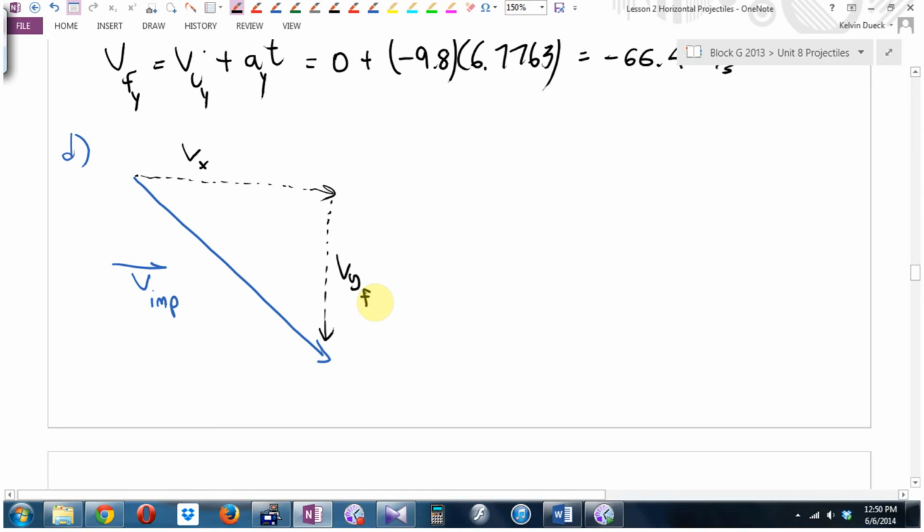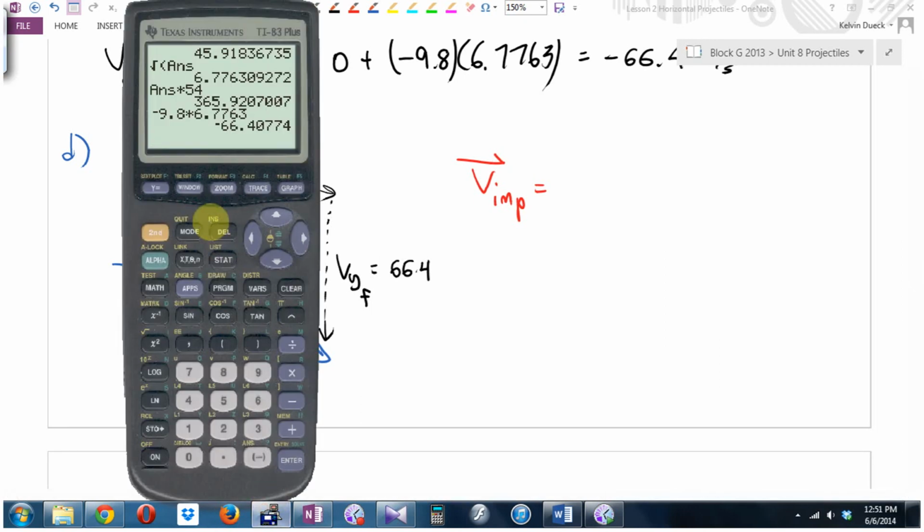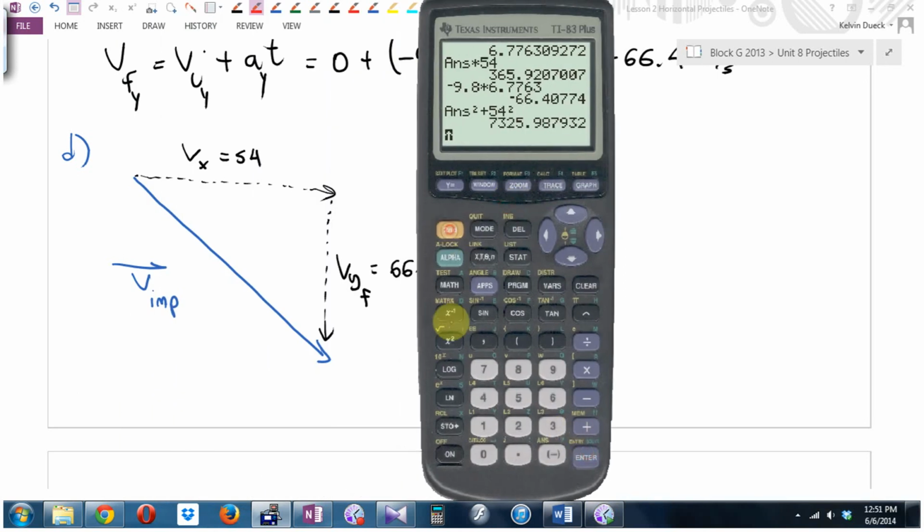What's Vx? What's Vx any time through this projectile's life? 54. What's Vy? Now, I've got the arrow pointing down, so I can ignore writing the negative. I've included that in my picture, yes? 66.4? How can I find magnitude? Pythagoras? Really? Yeah. Who knew? This number squared plus 54 squared. Square root. 85.6?